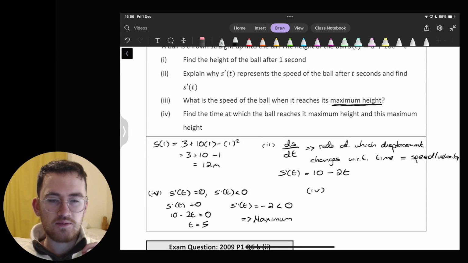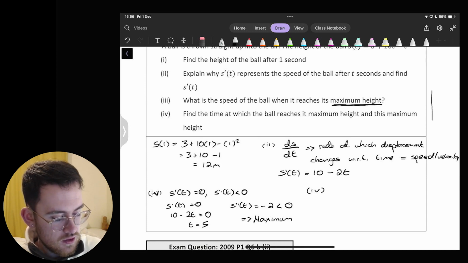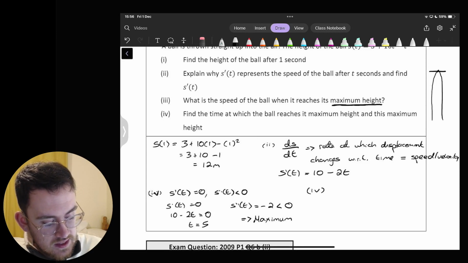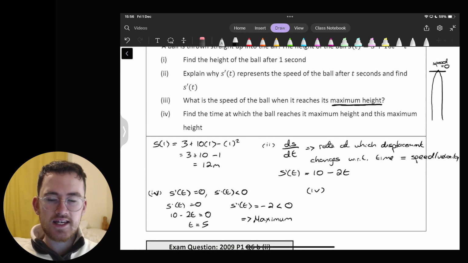If we touch on part 3 a little bit more, let's talk about that in a little more detail. The speed of the ball when it reaches a maximum height: if we think about what's happening here, I'm throwing the ball up, and then the ball will come back down. At the very top, the ball will have a speed of 0. And the reason for that is it's a stationary point.